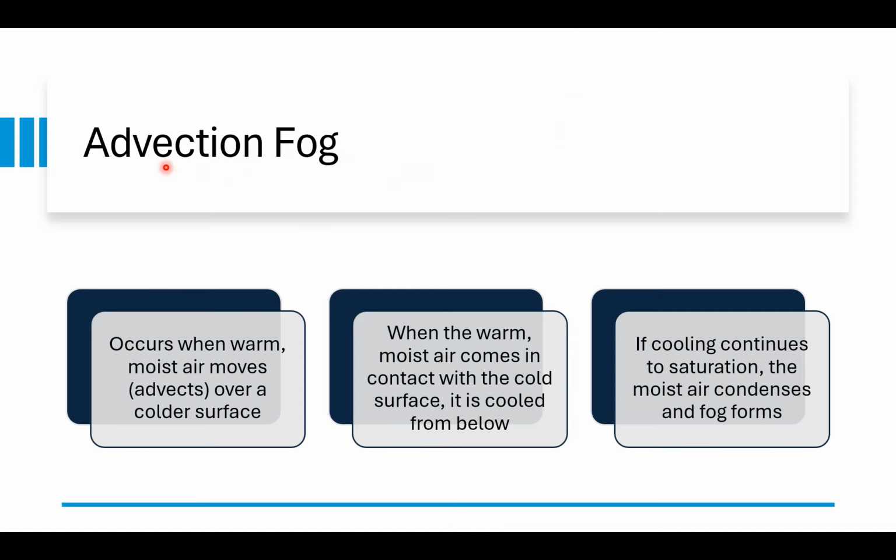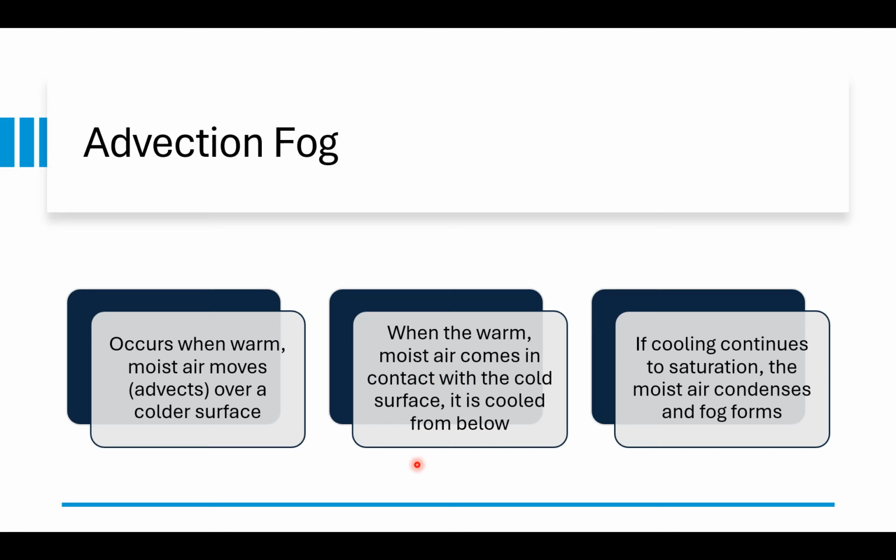When you see the word advection, we talked a little bit about that in my heat transfers video for training. Advection occurs when you're basically moving some meteorological property in the horizontal. So with advection fog, it occurs when you get this warm, moist air moving horizontally over a colder surface. It's advecting, or moving into, warm, moist air over a cooler surface.